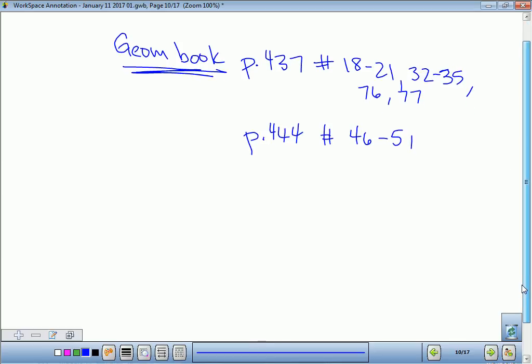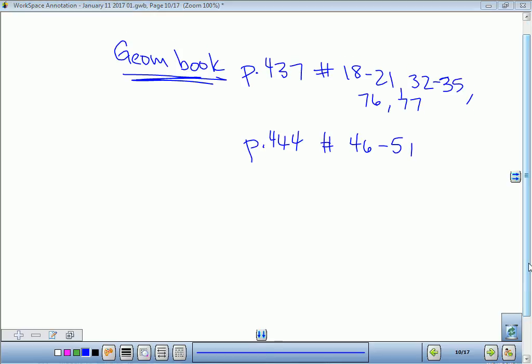Okay, so your homework is out of your geometry book, which we've already discussed the little issue with that, just the fact that I've collected most of your geometry books. So, because I did that, I printed out the problems for you.